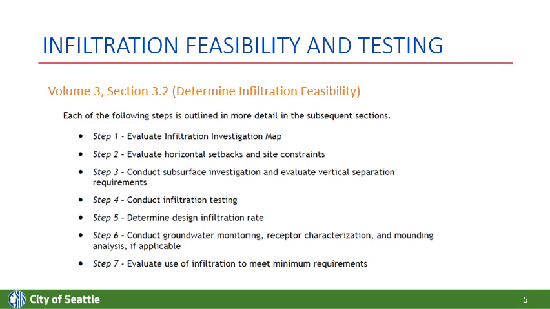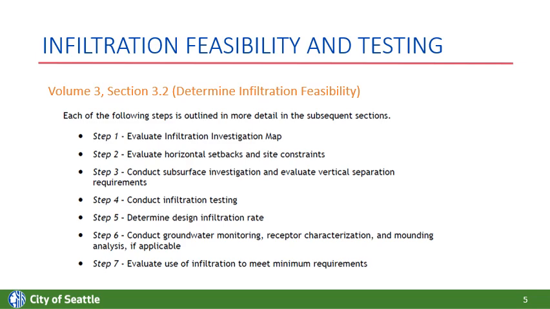Also, if you're doing some preliminary studies for your site, you can always contact us to see if we would require infiltration investigation, or that map layer is available on the City of Seattle GIS site. So if your site is not mapped as infiltration investigation not required, you have to move on to step 2.